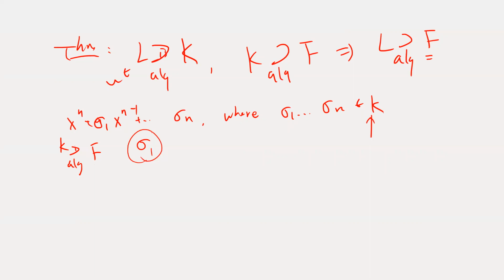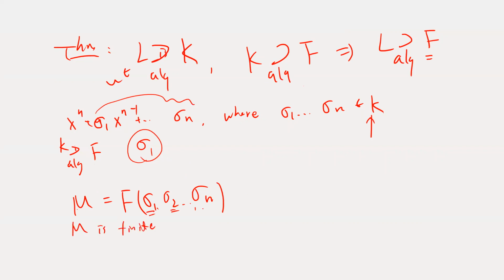So by construction, you can let M be F(sigma_1, sigma_2, ...). You adjoin all these numbers, and M is a finite extension, because all these are finite extensions, since they are algebraic. So M is a finite extension.